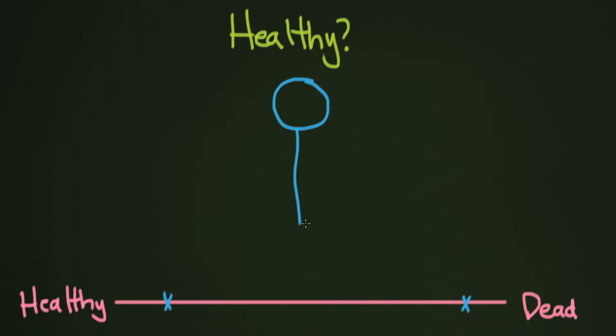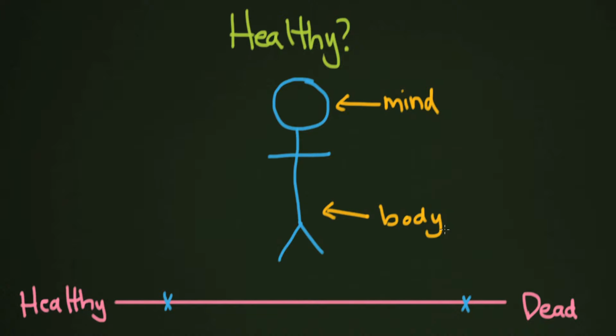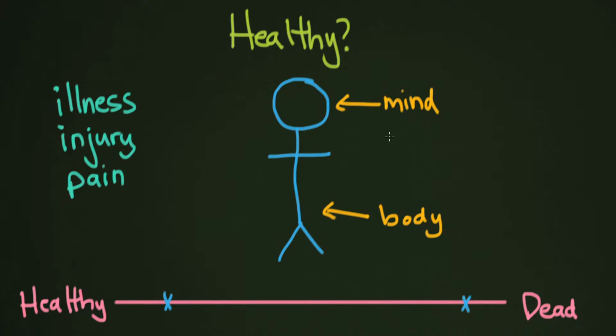To do that, let's draw our person here. We're going to draw a blue person. And this blue person has a mind, has a body. And I think the best description that I've found of what a healthy person is, or the simplest, is the person who is free from illness, free from injury, and free from pain. So, in both mind and body, they are free from illness, injury, and pain.